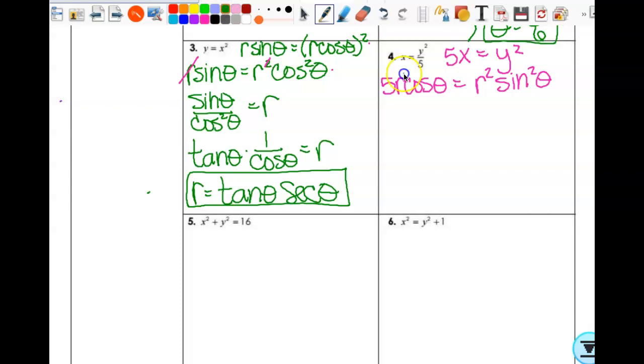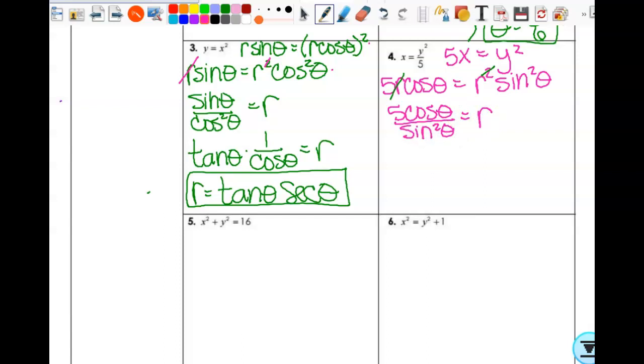Divide by r, right? So this r cancels out with that one. Trying to get r by itself, so I need to divide by sine squared. So when I do that, I'm going to get 5 cosine theta divided by sine squared theta. That's equal to r.